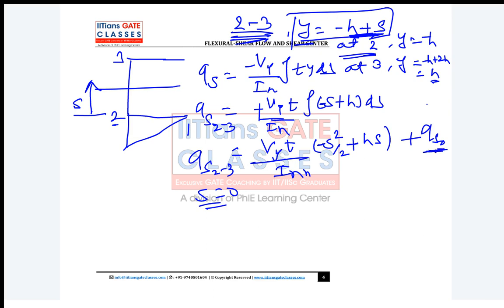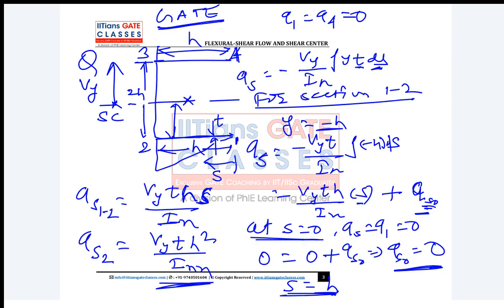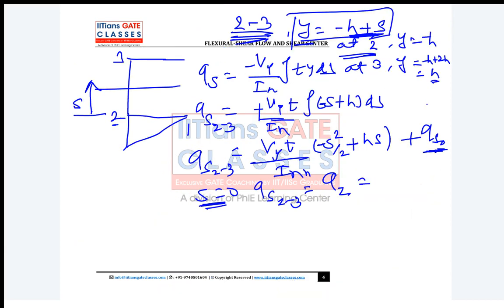We know at s equal to 0, this Qs 2 to 3 is what? Q2. And what is the Q2? Q2 we already know. What is the value? Vy th square by Ixx. And this is equal to what? This will become 0, so it is Qs naught.